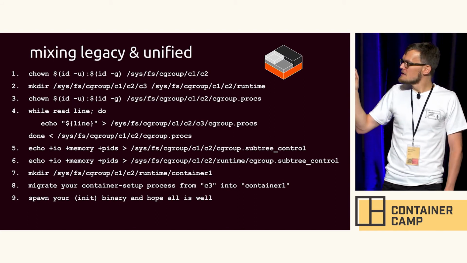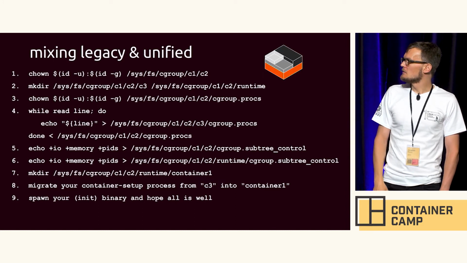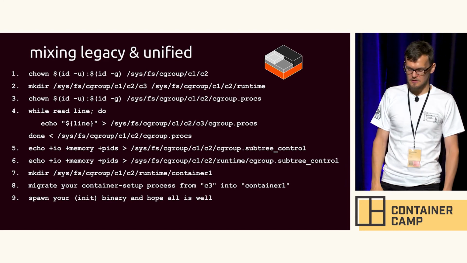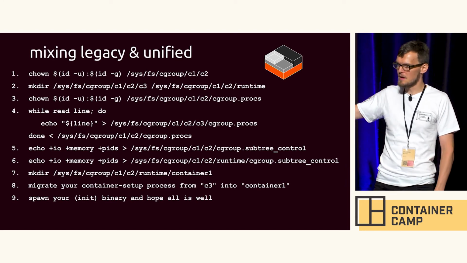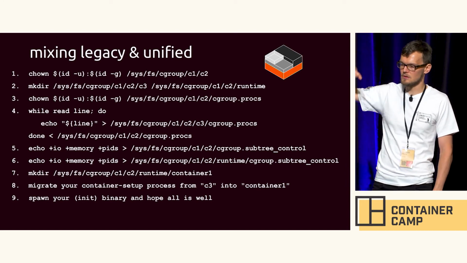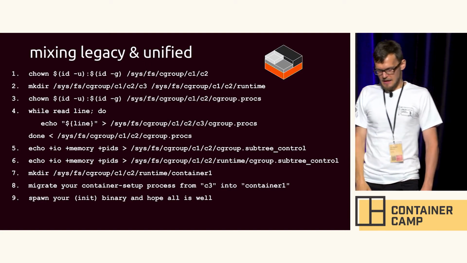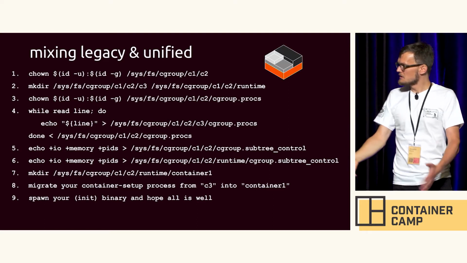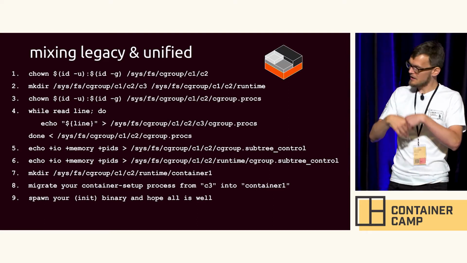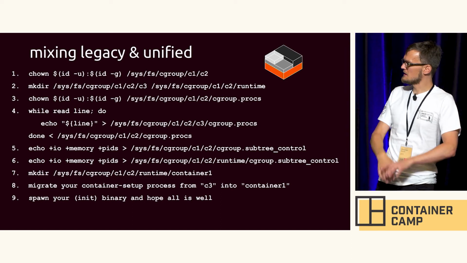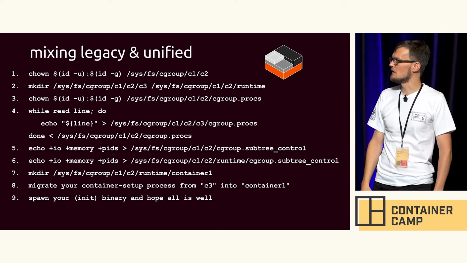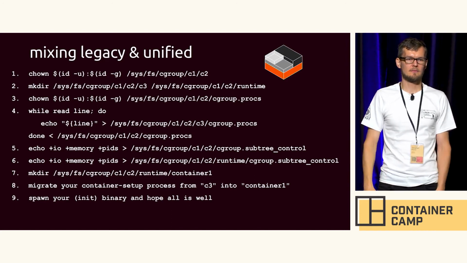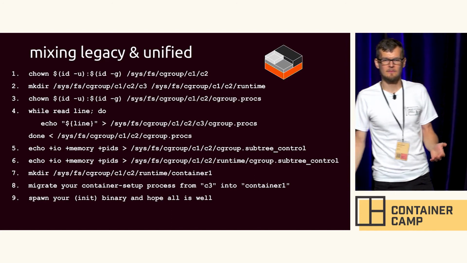For the runtime cgroup, that is basically the parent cgroup for all of your single container cgroups, you write into the cgroup.subtree_control file again what kind of controllers you want your sub-cgroups to have available. And then you make a container directory for the container you want to set up, and then you migrate your container setup process from, for example, c3 into container1. Then you spawn your init binary, and the world should be fine, right? Now you have a running container that is in a given cgroup.